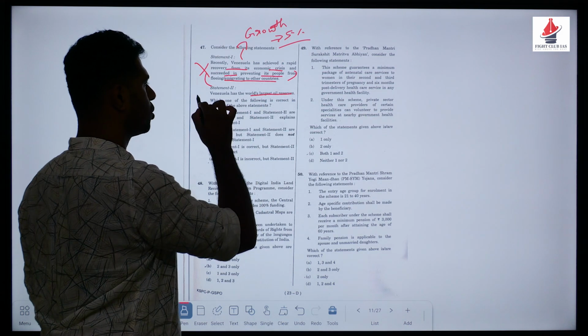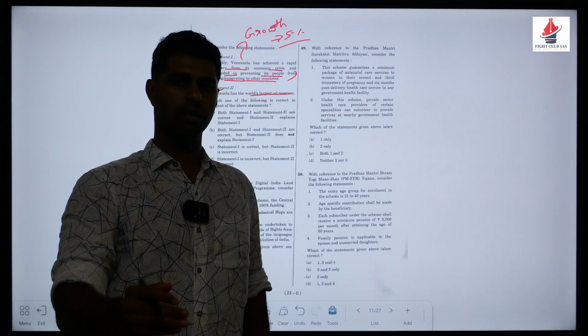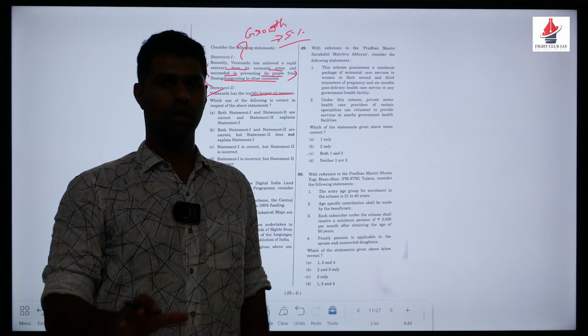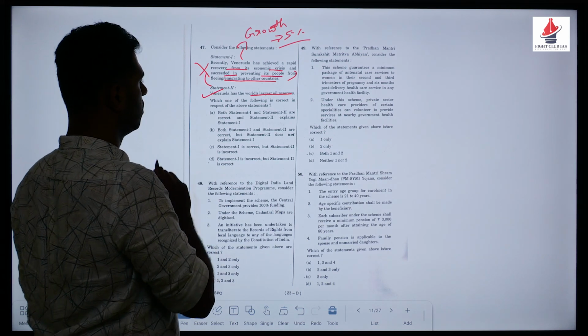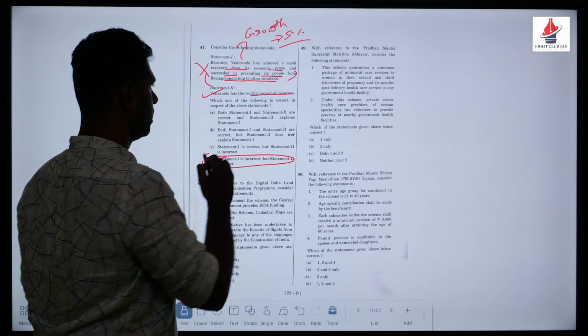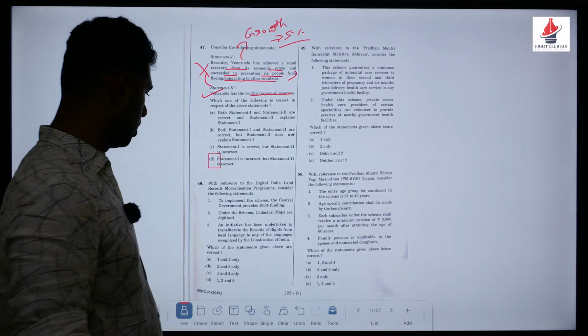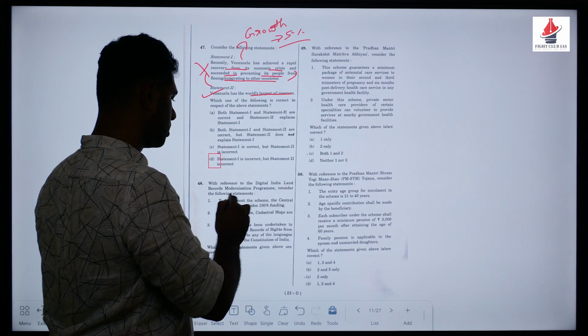Venezuela has the world's largest oil reserves. Yes, as far as calculable oil reserves that are present, Venezuela has the largest. Right? Largest calculable oil reserves, yes, that is Venezuela. So, statement 2 is correct and statement 1 is incorrect. D is the right answer. Moving on, with reference to the Digital India Land Records Modernization Program, consider the following statements.